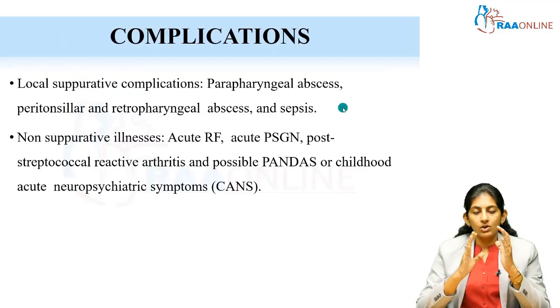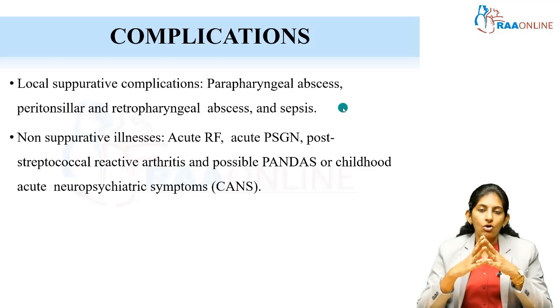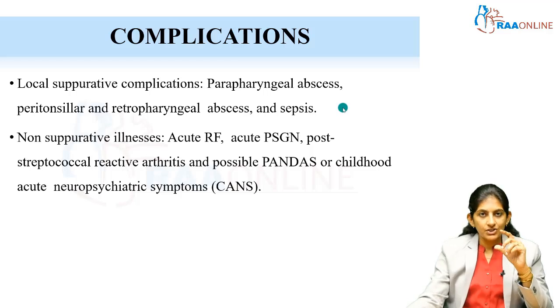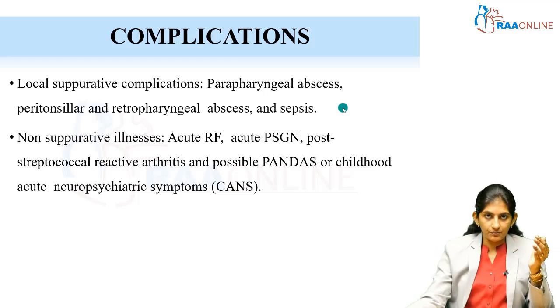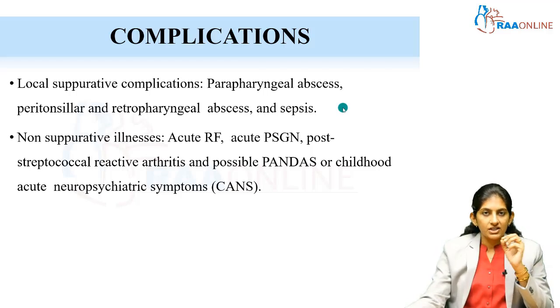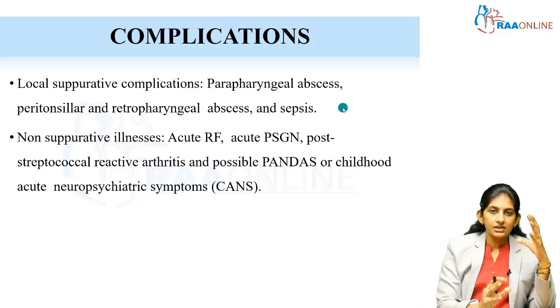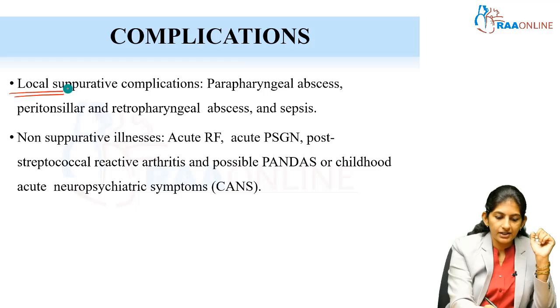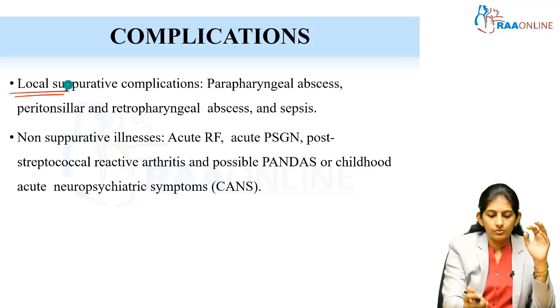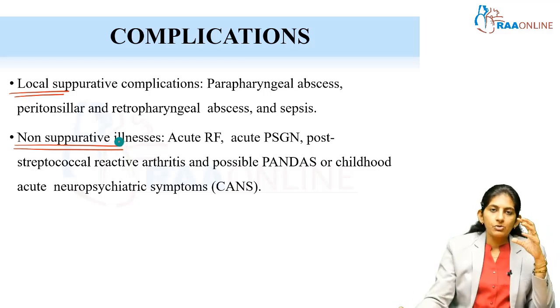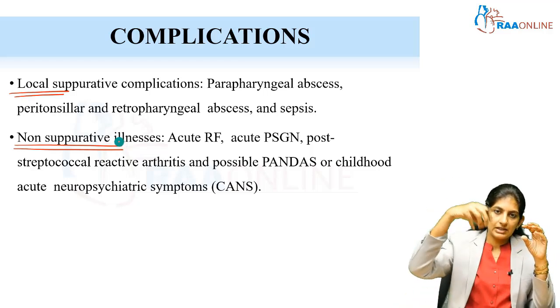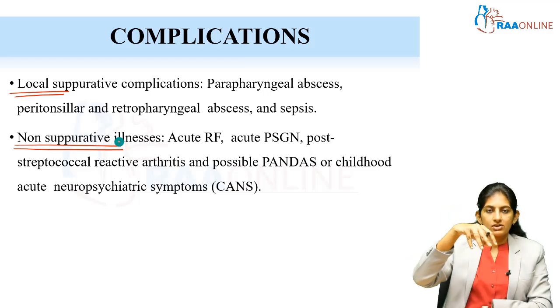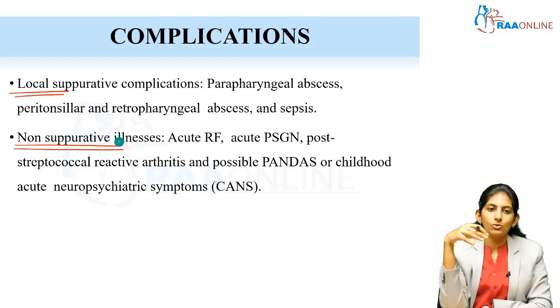Okay, so what are the complications of an acute pharyngotonsillitis? I have mentioned a few of the complications just now, right? So what are the other complications we will see? The complications you can divide as either local suppurative complications or non-suppurative illnesses. A local suppurative complication is from the pharyngeal or tonsillar point of view, extending around those areas.